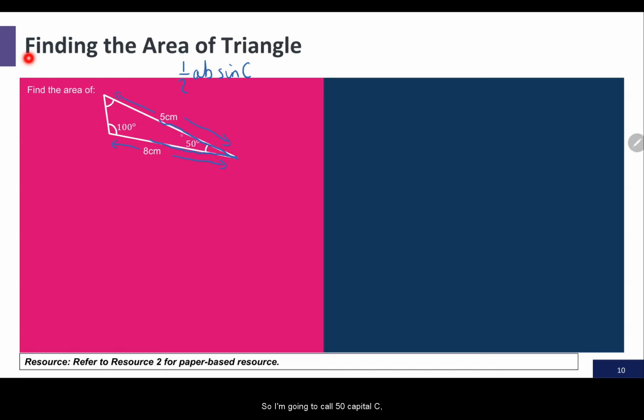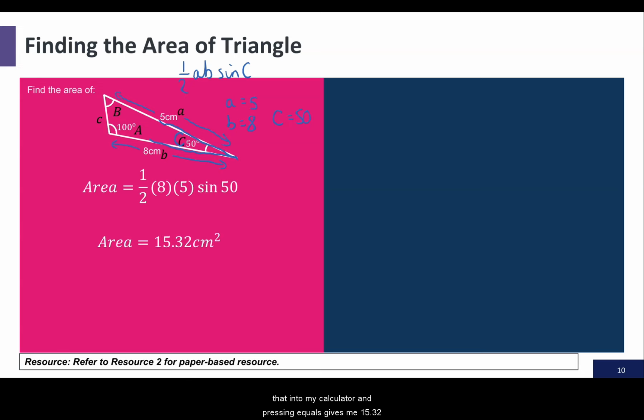So I'm going to call 50 capital C, lowercase a I'm going to call 5, and lowercase b I'm going to call 8. Now it doesn't matter which way those are written, because we're going to be multiplying by them. There's the formula. There's the substitution. Typing that into my calculator and pressing equals gives me 15.32 square centimetres.